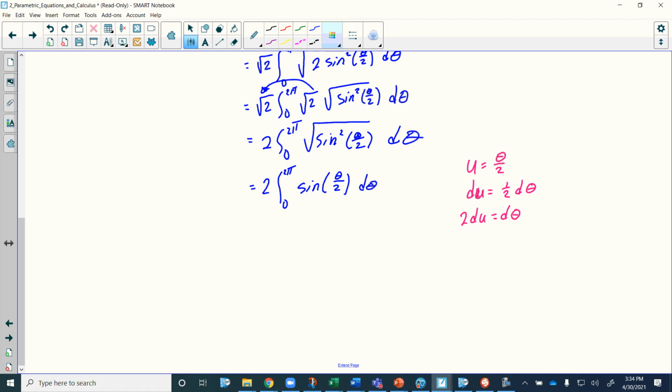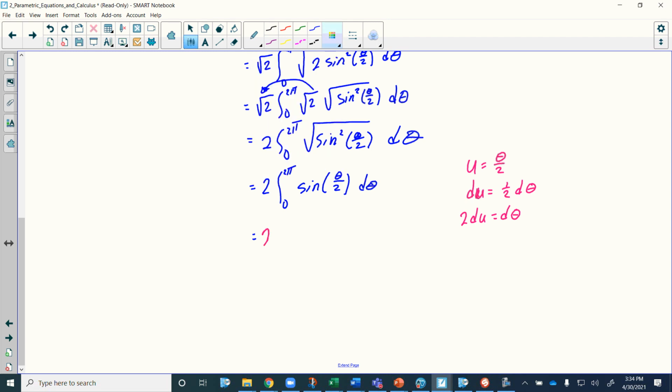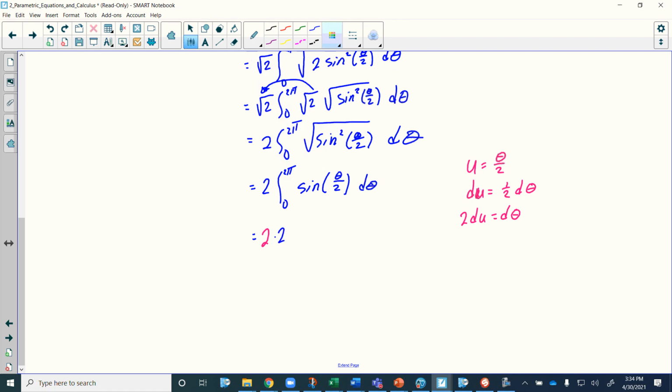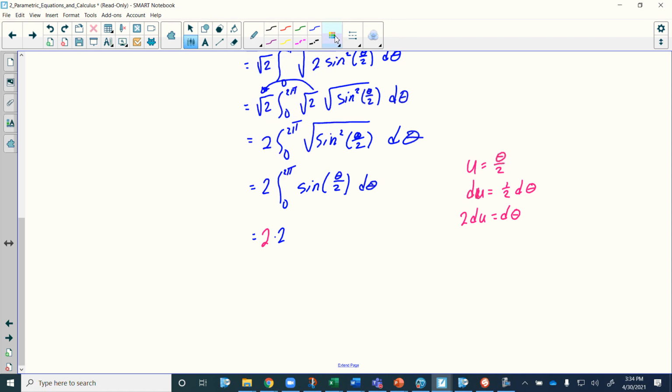So we're going to get the 2 times the 2 that's already there, times 2, so that'll give us our 4. And I want to know what my integral is going to be using u substitution here.